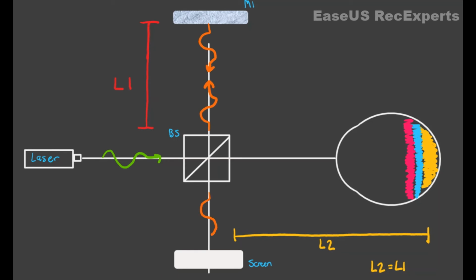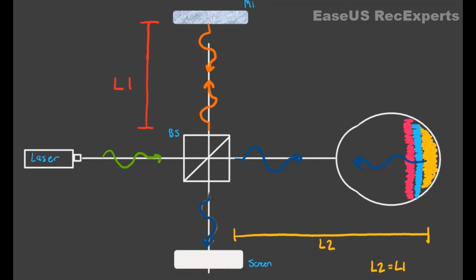Light which reflects off the first or pink retinal layer in this case will arrive at the screen before the one which reflects off mirror M1. As a result, we will not see an interference pattern. The same is true for the light which reflects off the blue or the second retinal layer. However, light which reflects off the third retinal layer will arrive at the screen at the same time as the light which reflects off of M1. This is because L1 is equal to the distance of L2. As a result, we will see an interference pattern and can detect the retinal layer.